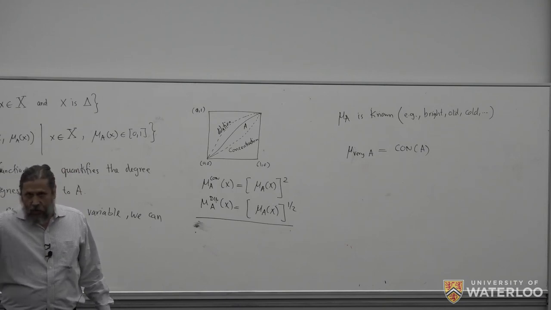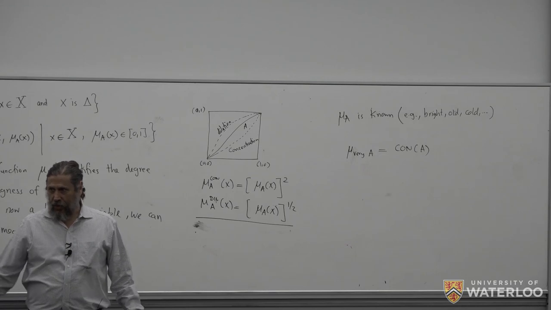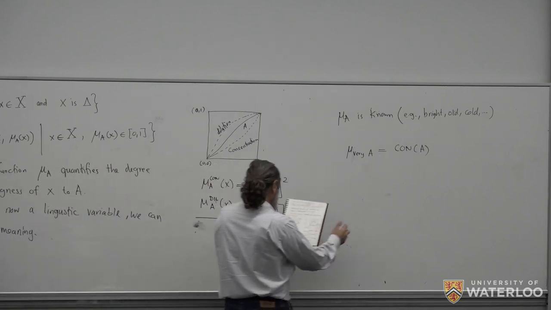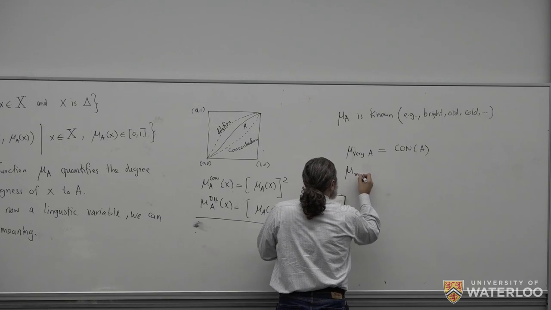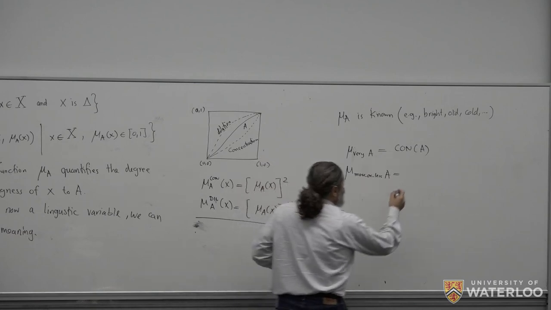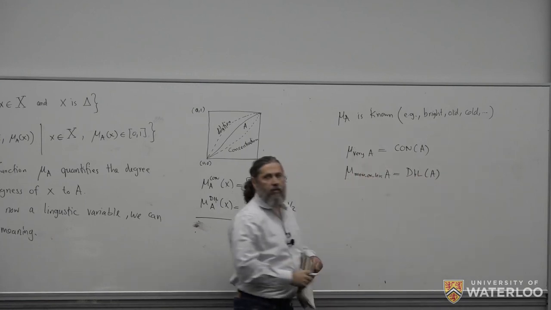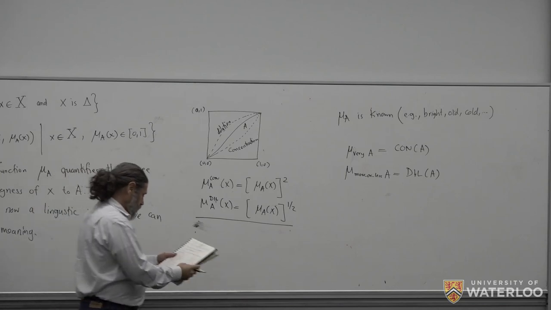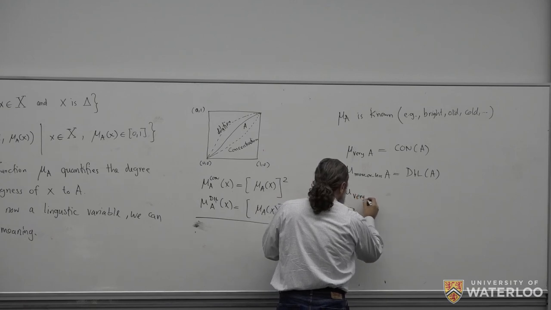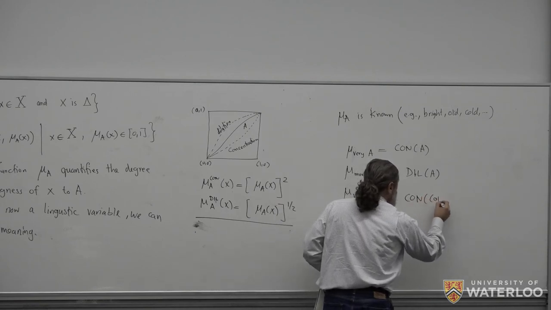In the reality, you have a lot of degrees of freedom. Get two people together who agree what exactly means to have pleasant temperature. Is it 21? Is it 22? Is it 23? Is it 24? There is a lot of vagueness. What is the membership of more or less A? Well, that could be the dilation of A. More or less A. What is the membership of very, very A? Well, it could be the concentration of A.